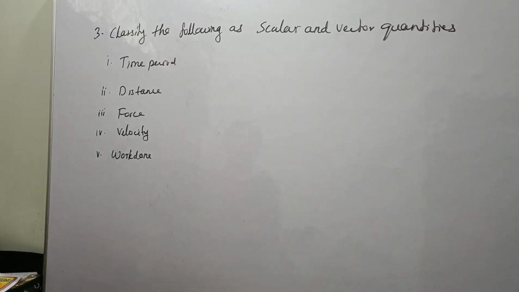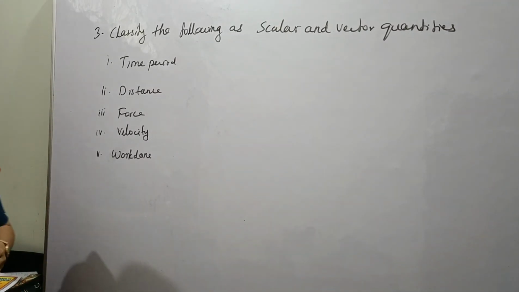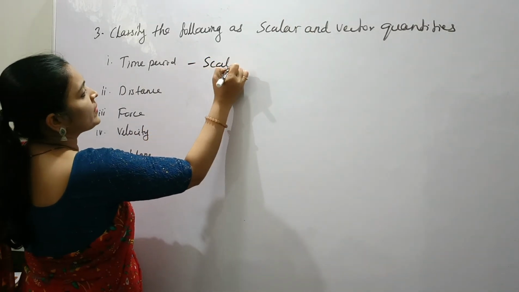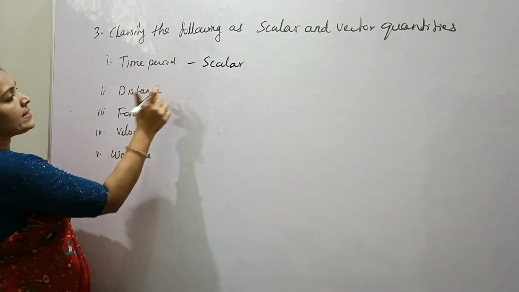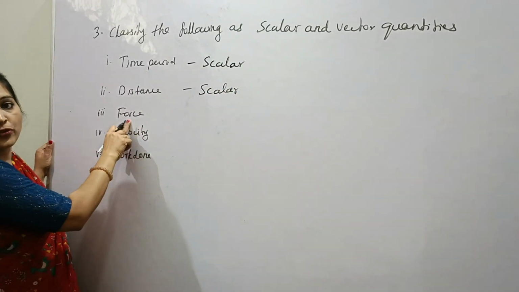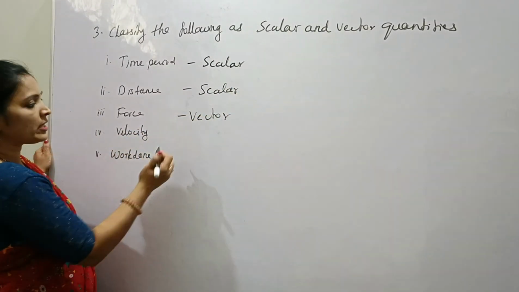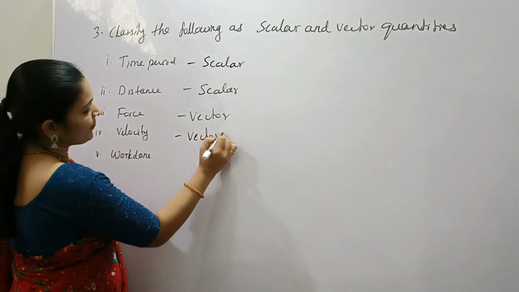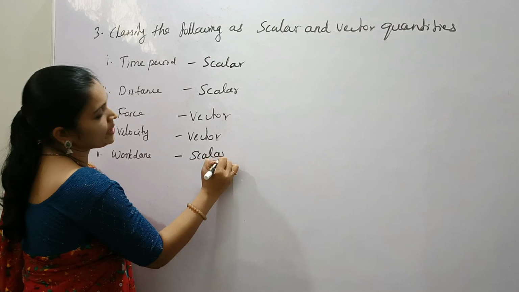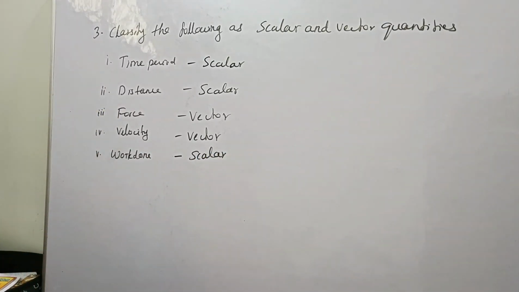Classify the following as scalar and vector quantities. Here quantities are given. Time period, obviously it is a scalar quantity. Distance, scalar, right? Then force is a vector quantity. And what about velocity? It's also a vector quantity. And work done is a scalar quantity. There is no direction.